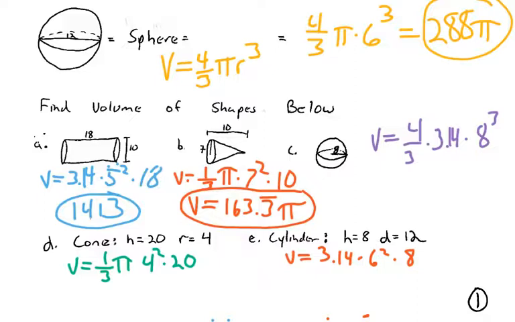So when you enter 4/3 times 3.14 times 8 cubed into your calculator, you end up getting volume equals 2143.6.